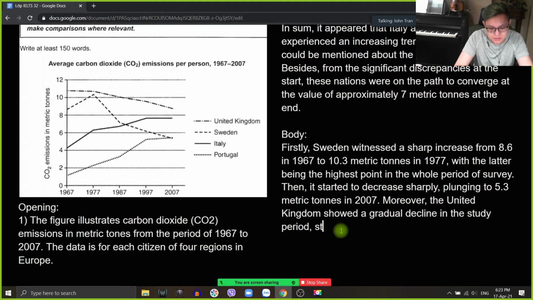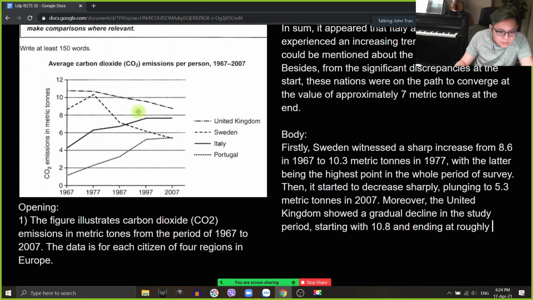And then starting with 10.8 and ending at roughly 8.8, let's just say 8.8 metric tons.